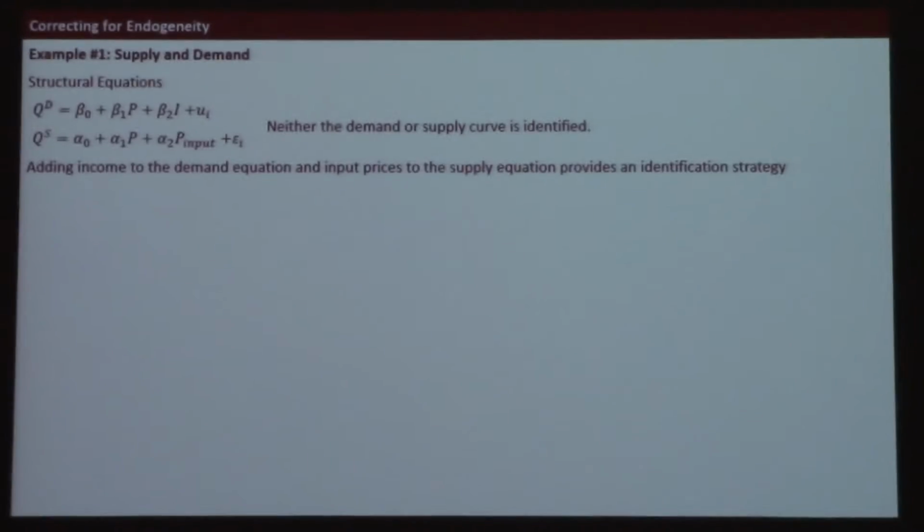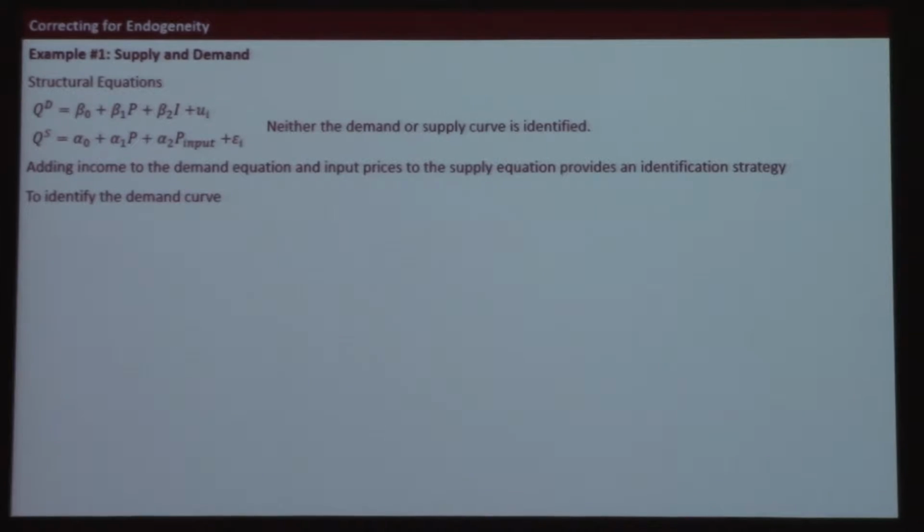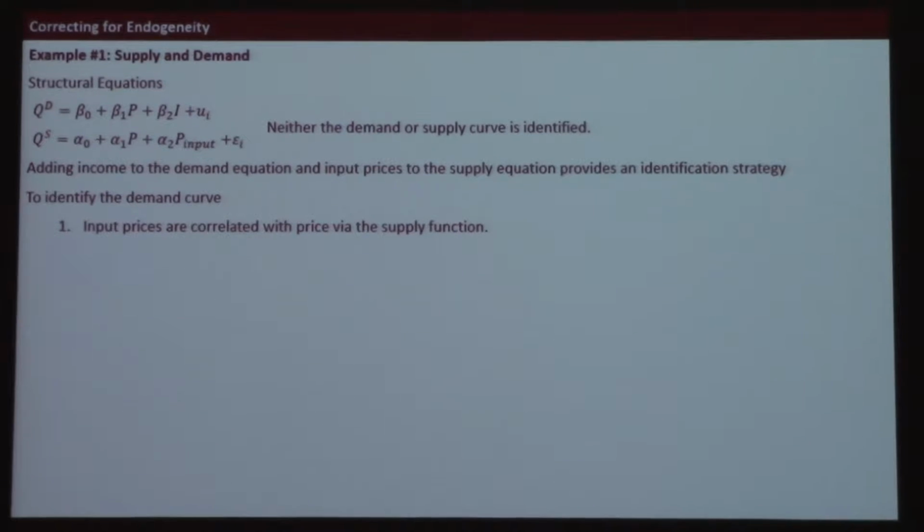All right, let's do a couple examples. Back to supply and demand. Neither supply nor demand is identified. We can add income to the demand equation and the price of inputs to the supply equation. If we want to identify the demand curve, we're going to use input prices. Remember, we have those two conditions for an instrument. Our input price is correlated with price, probably, right?